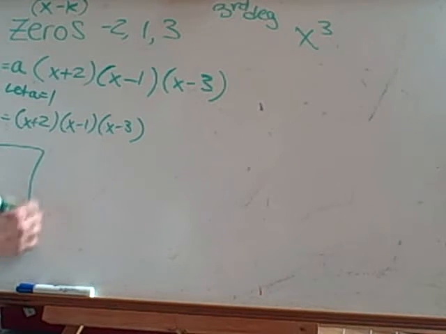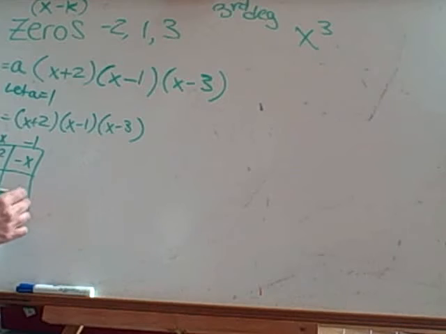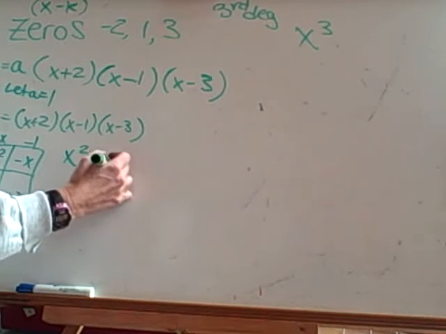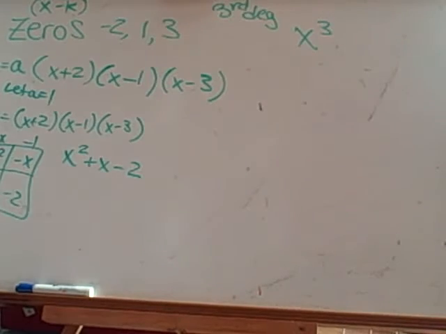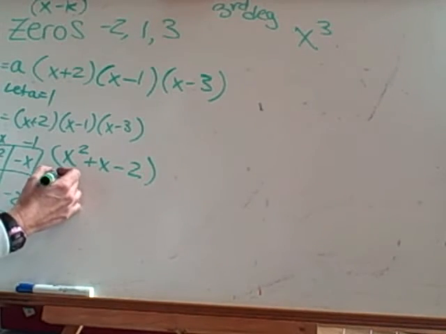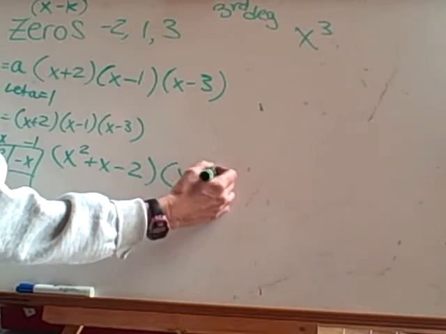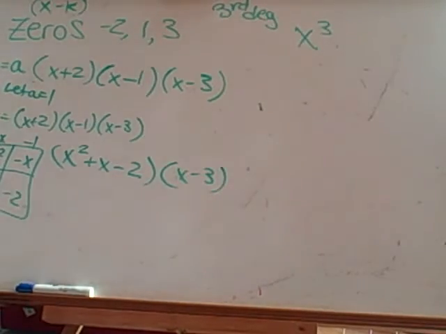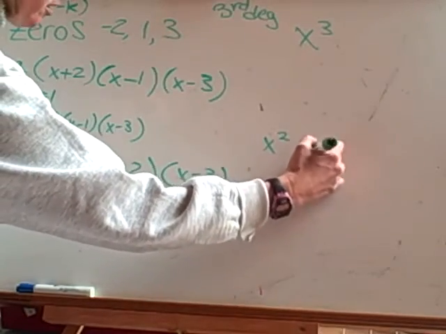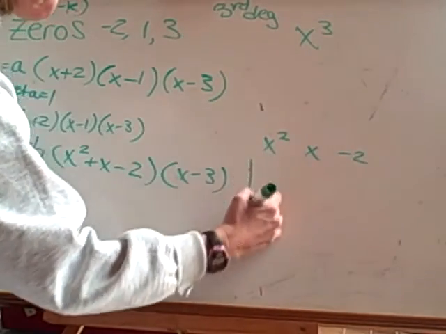So my first one is the x plus 2 and the x minus 1. So it gives me x squared minus x, 2x minus 2. So that gives me x squared plus x minus 2. Would you agree with that? And I'm going to multiply that by x minus 3.